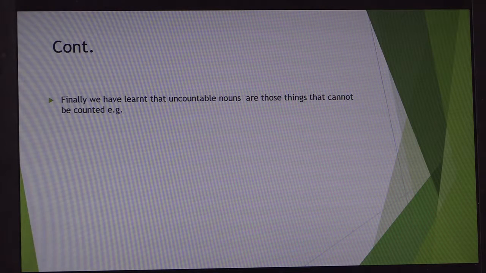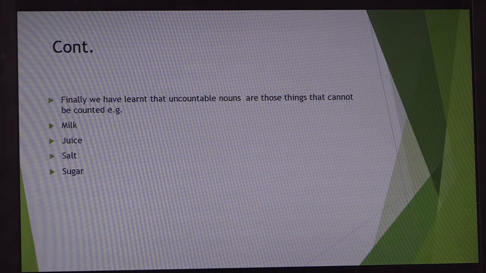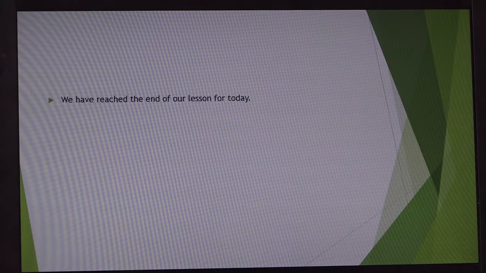Finally, we have learned that uncountable nouns are those things that cannot be counted. For example, milk cannot be counted, juice, salt, sugar, air, hair, and grass. Those ones are among the many things that we have learned today.